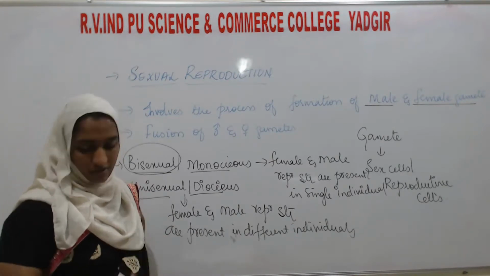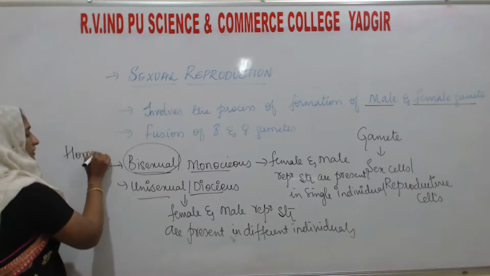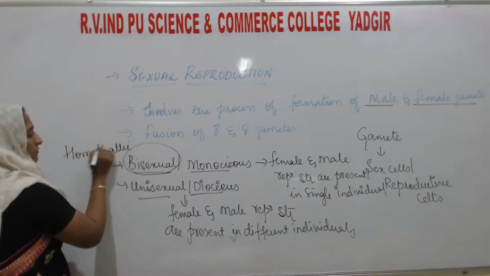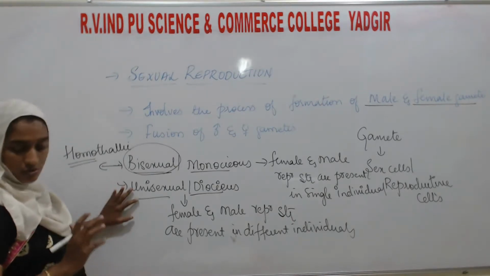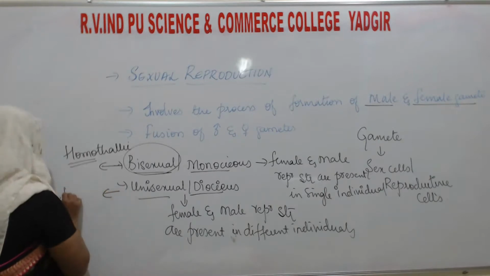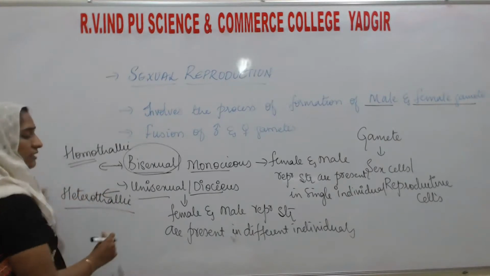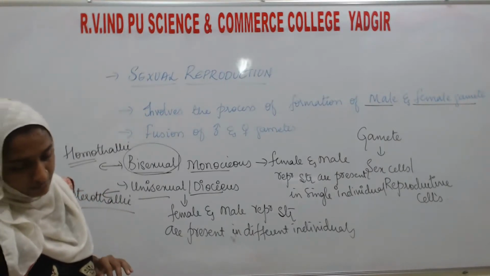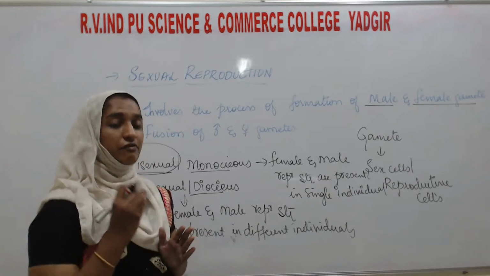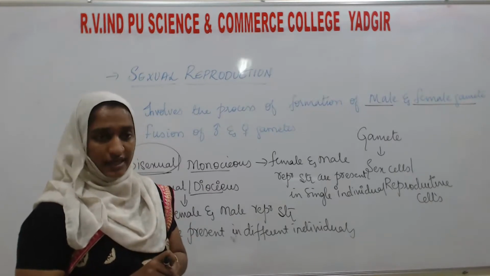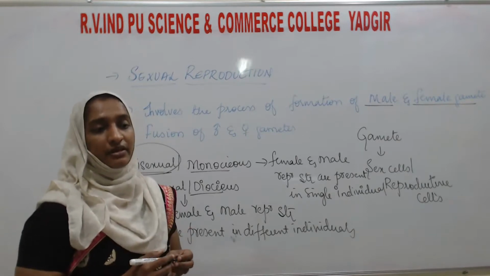You have studied all these things in algae and fungi. If you apply this condition, the bisexual condition is known as homothallic, where both reproductive structures are present. Unisexual represents heterothallic, where they are present separately in different thallus bodies. Reproduction differs in different types of organisms. It is not similar in all organisms. In some it is asexual, in some it is sexual.